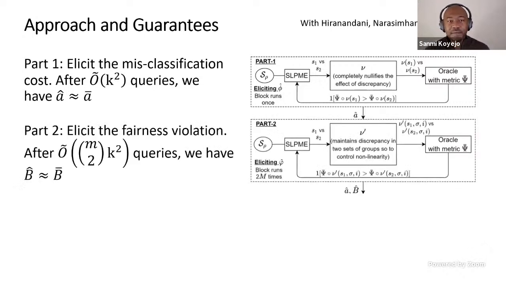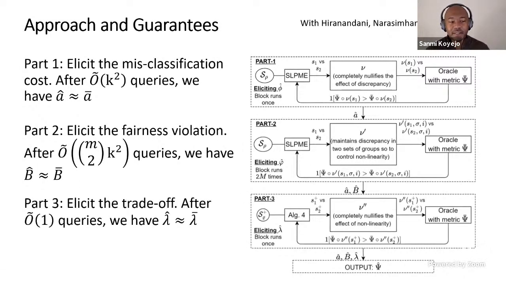The second term is the fairness violation. Again, this has every pair of groups, so group choose 2 times K squared, and we need roughly that number of queries to elicit it. And then finally, there's a global trade-off term, which is just going to be a number, and we need a constant number of queries to elicit it.